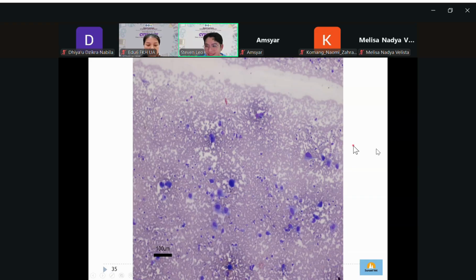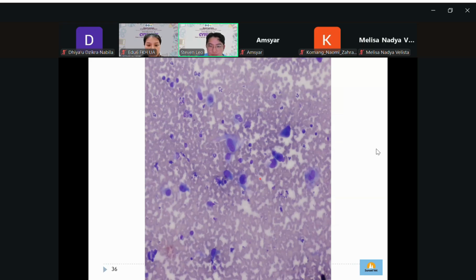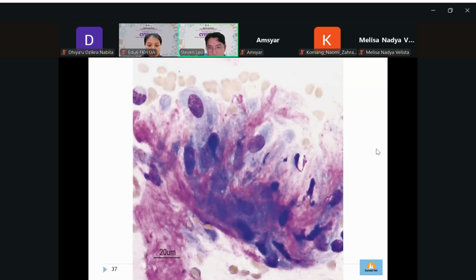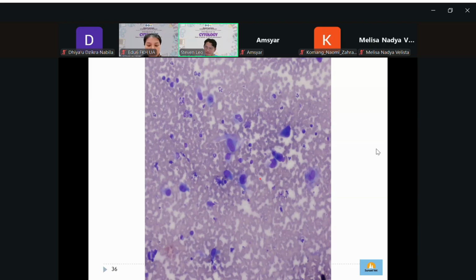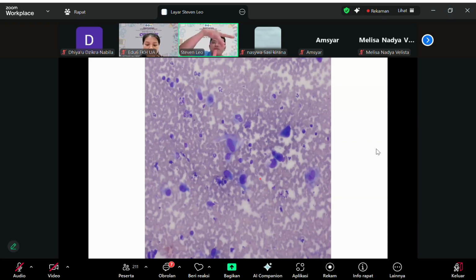Okay. There is another cytology also. Let's zoom. Okay, how about this one? Is it inflammation or is it cancer? 10 seconds, please help me. Cancer. Okay, good. Cancer. Good. Okay, from the cancer, please help me tell, is it epithelial, mesenchymal, or round?